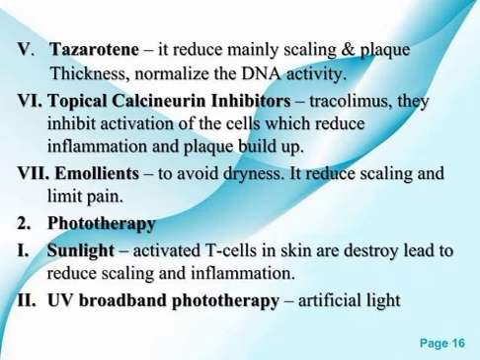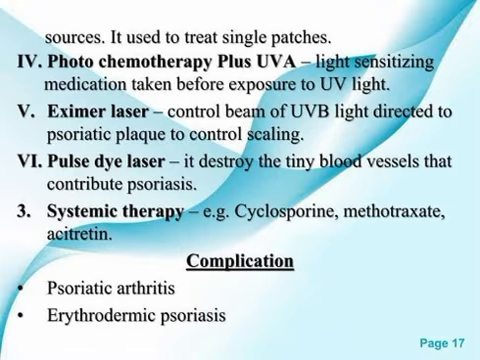Next will be the phototherapy. So first will be the sunlight. Activated T cells in the skin are destroyed, leading to reduced scaling and inflammation. Next will be the UV broadband phototherapy. It is like an artificial light therapy which is used to treat psoriasis, in which activated T cells get destroyed and this leads to reduced scaling and inflammation.